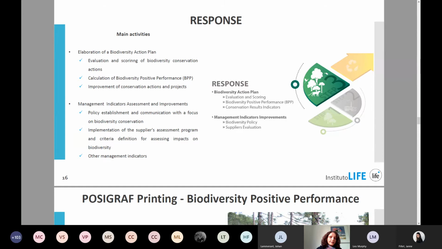At the same time, in the same step, we also work on the management indicators. What we look here, we understand that the company has to show the effective and real commitment regarding impacts reduction, supply chain evaluation, and other important information. So not only we measure everything, but also we require a very critical response on management improvement. Next slide.